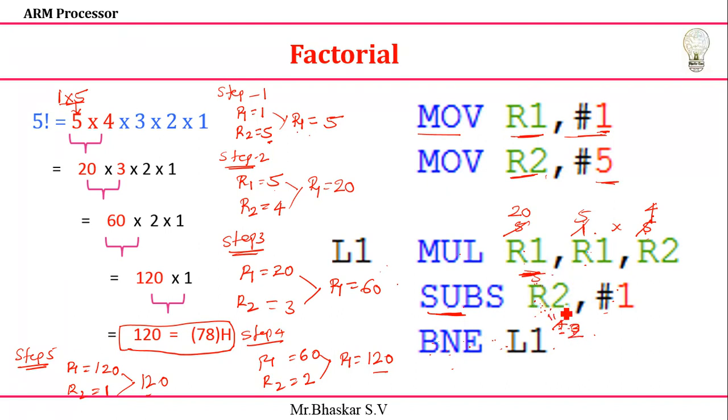So 2 minus 1 means I get 1. If I go for 1 minus 1, I'll get a 0. Once R2 value is equal to 0, I need to stop the process. Because only if branch not equal, you go to loop 1; otherwise I need to stop the process. Clear? So I need to get these results. We'll check how it is working in my Keil MicroVision.